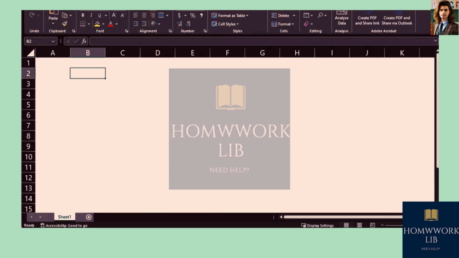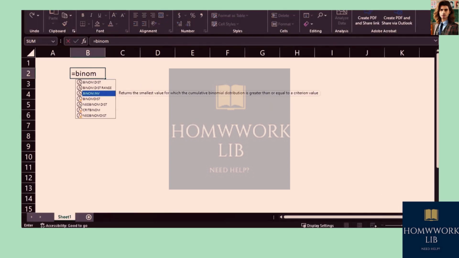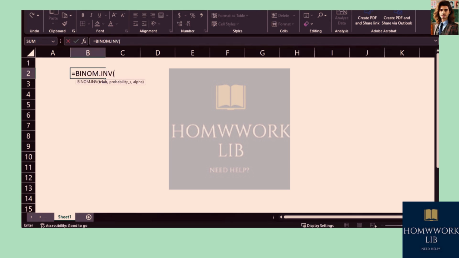So let's go to Excel, start with an equal sign. The function is this one highlighted here in blue. The first argument is the number of trials, that's the 1,000 customers. Probability of success on each trial, it's 0.3 probability of purchasing the toothpaste. Alpha is the cumulative probability. We want that to be 0.99. Then we hit enter, and we get 334.